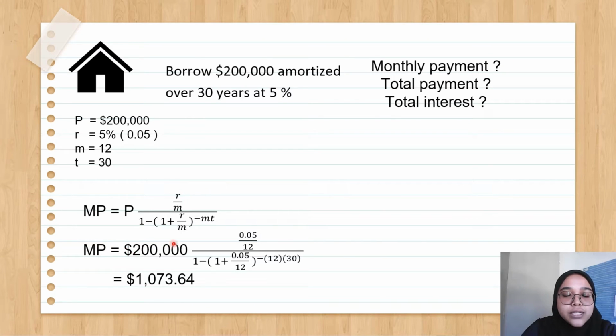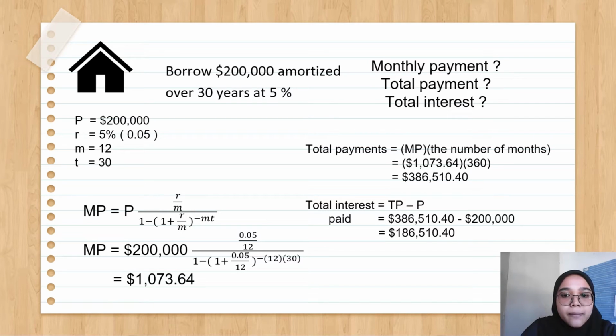For the monthly payment we use the formula from the previous slide. Monthly payment equal to our principal, $200,000, times R over M, our R is 0.05 over 12, over 1 minus (1 plus R over M), our R is 0.05 over M is 12, to the power of MT, our M is 12, our T is 30. So the monthly payment we get is $1,073.64.